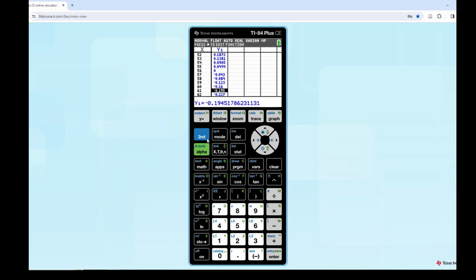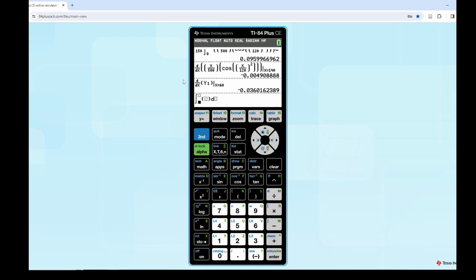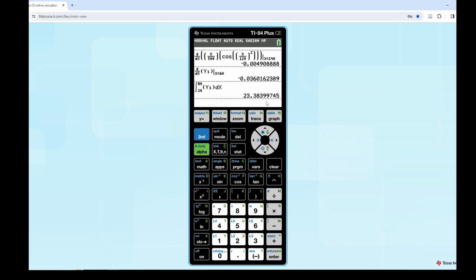I'll go into my calculator. I'll go into math, press 9 to get to the integral function. I'm integrating from 20 to 180, right? That's what they asked me. Nope, from 20 to just 80. And then the function that I'm integrating is just going to be the function that I typed into y1, right? This is y1. I typed a function here. I'm going to copy and paste that function into here. And this is going to be with respect to x. It's going to tell us that the area under the curve from 20 to 80 is going to be 23.38.